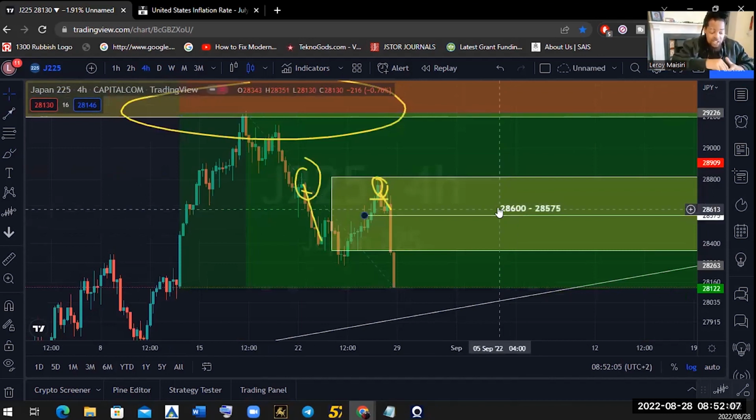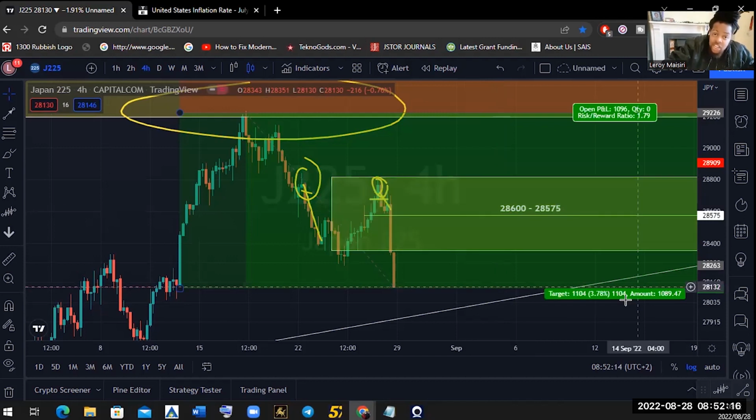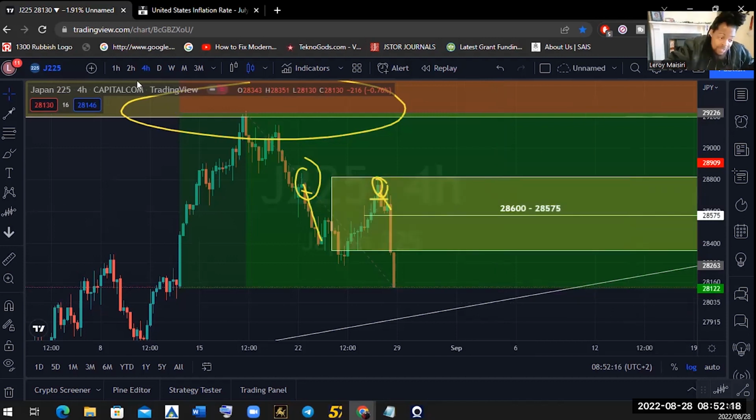And if that doesn't work out on J225, why would I think it's going to work out on the NASDAQ? Why would I think it'll work out on S&P 500? Clearly, market sentiment has changed for whatever reason. So I'll be watching that very carefully.